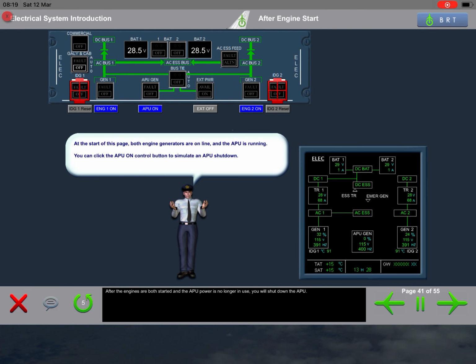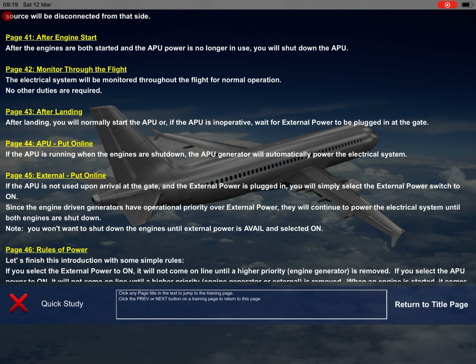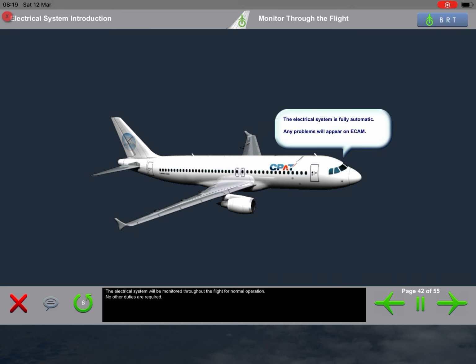After the engines are both started and the APU power is no longer in use, you will shut down the APU. The electrical system will be monitored throughout the flight for normal operation. No other duties are required.